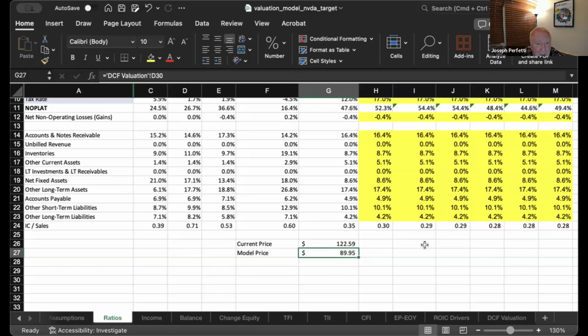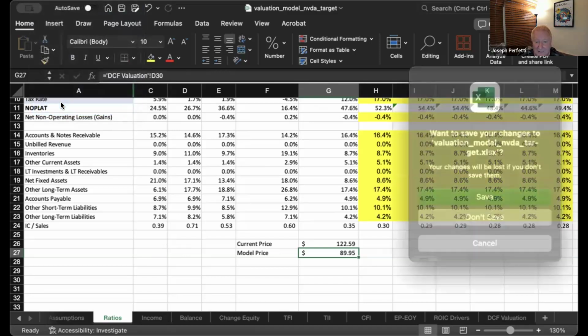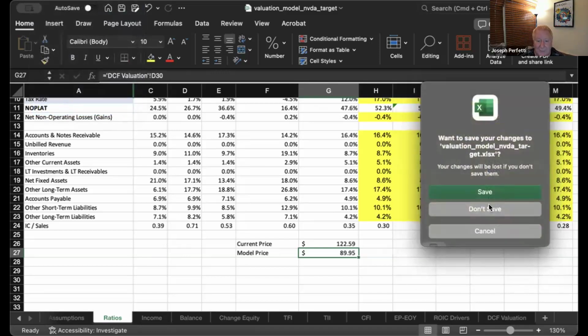All right, so I'm going to pause the recording, 10-minute break, and when we come back, I am going to show you how to save my target. And I'm not giving you any of these files, by the way, so you have to create these files, okay?